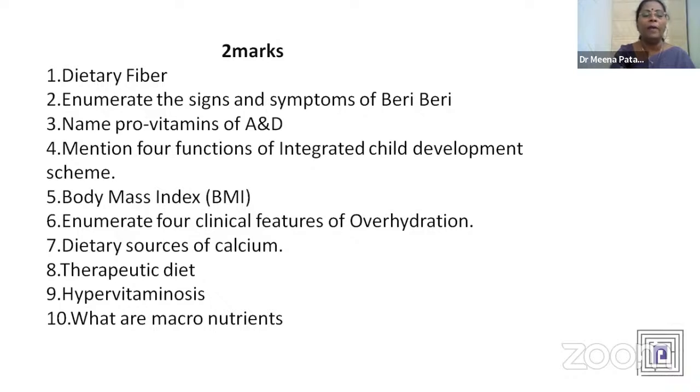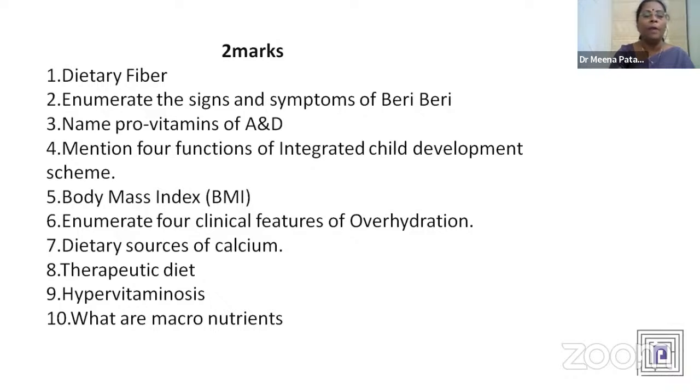Then what are the dietary sources of calcium? So here write what is calcium, how is it important for us, 1 or 2 functions of calcium, and then sources. Don't just write the sources of calcium and leave it. If I am correcting your paper, I'll give you half the marks. Then therapeutic diet, definition of therapeutic diet, classification of therapeutic diets.